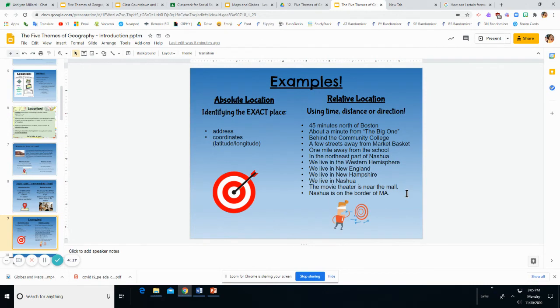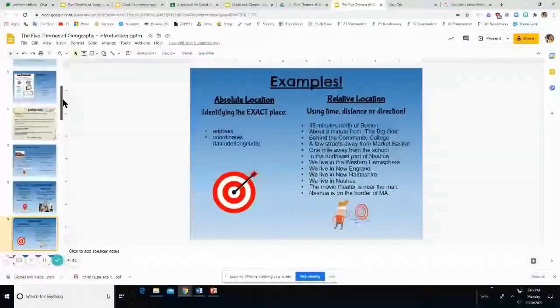I live a few streets away from Market Basket. I live a mile away from the school. I live in the northeast part of Nashua. We live in the Western Hemisphere. We live in New England. We live in New Hampshire. We live in Nashua. The movie theater is near the mall. Nashua is on the border of Massachusetts. All of these examples of relative location get the person nearby the target, but it doesn't hit the target exactly at the spot. So those are the differences between relative and absolute location.